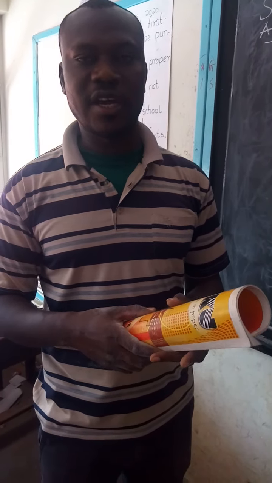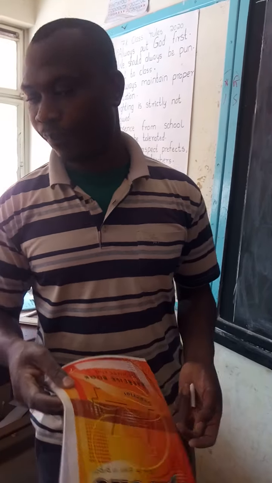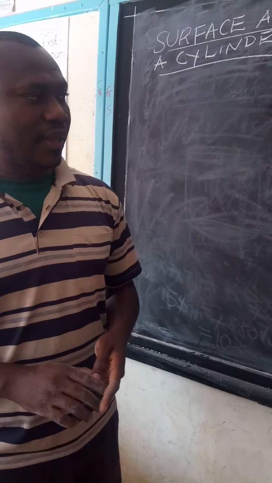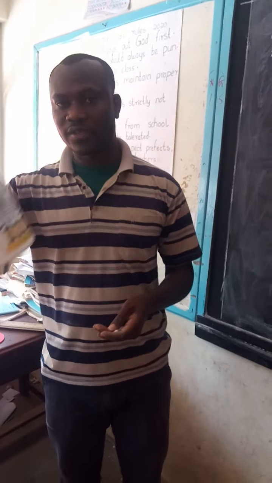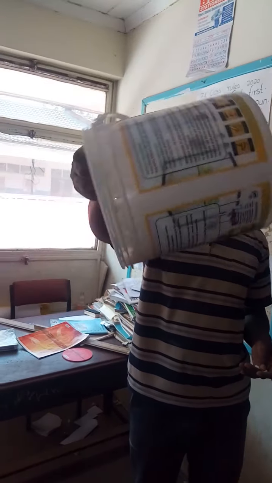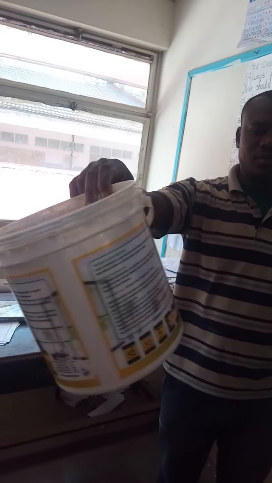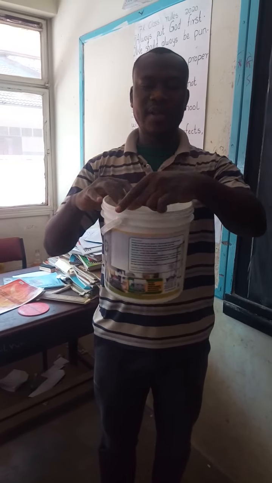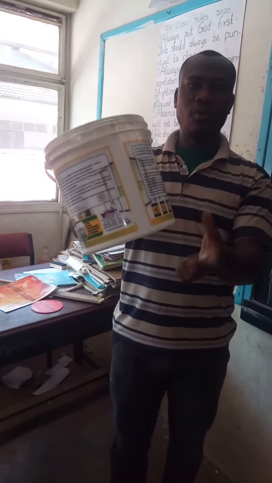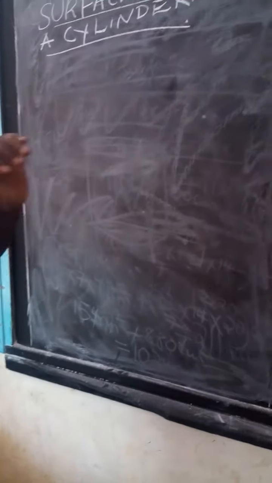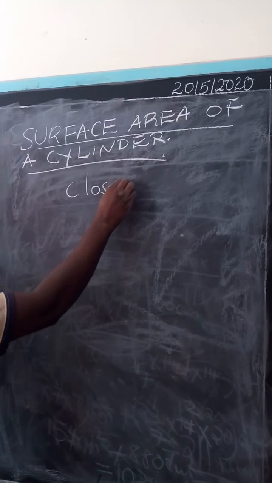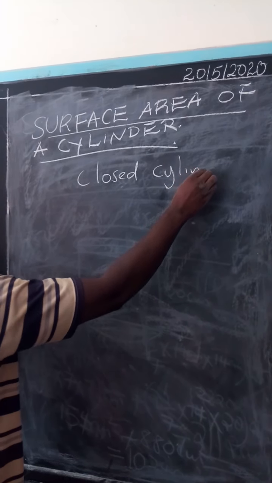So I want us to start with the first one, a closed cylinder. I know you know this is what a cylinder is at home. You can call it a bucket or anything in this shape. It's called a cylinder. So you can get the diameter or the measurement here, and then you are able to get its surface area. So that's what I want us to do together. So let's focus here now. Closed cylinder.